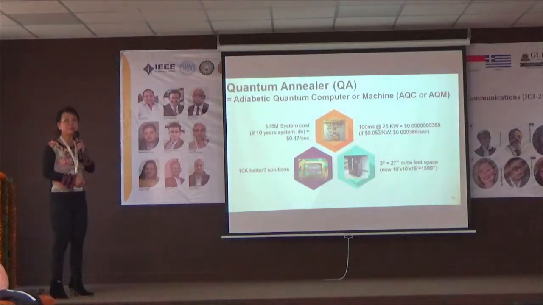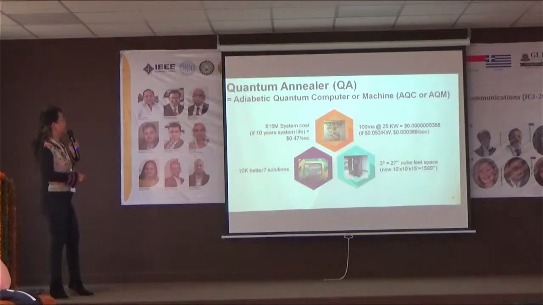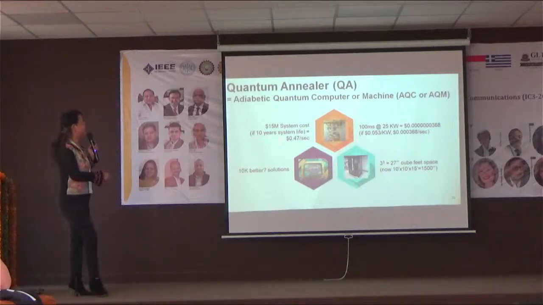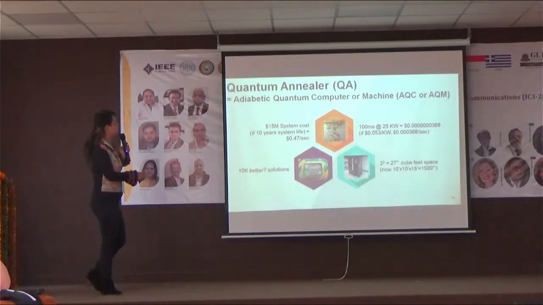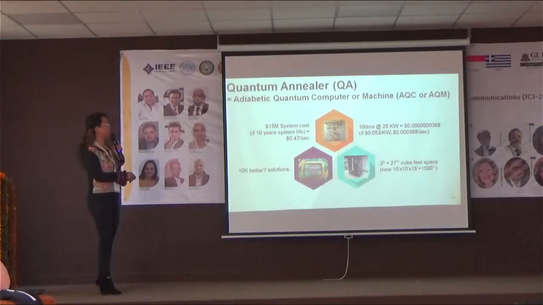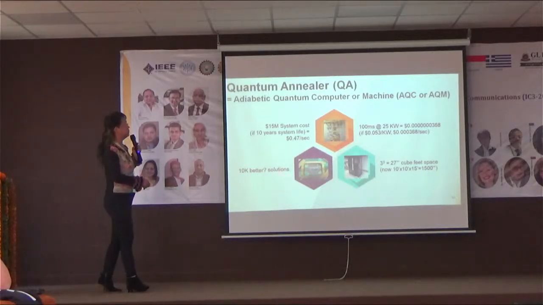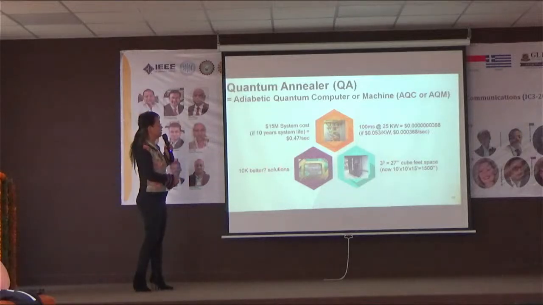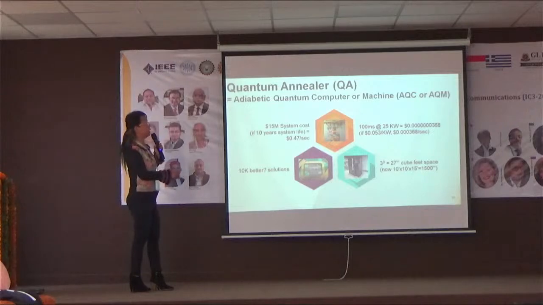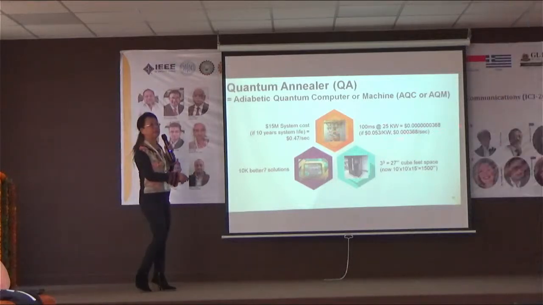So what do we want quantum? One, the system cost. The refrigerator, if it's $15 million or $10 million, only costs about 0.47 cents per second. So the system cost is reasonable. And as you increase the number of qubits, the refrigerator still works. It will give you 10,000 solutions instead of one, and you can kind of group them. And next one, the energy is in picowatts in the chip, so $0 energy, okay?